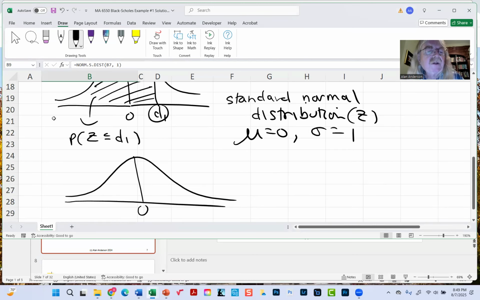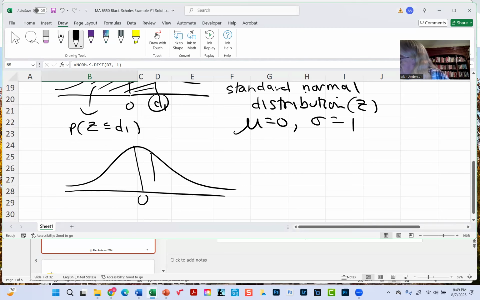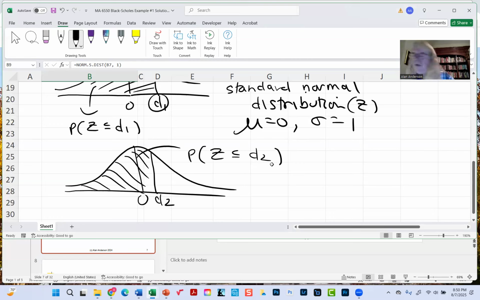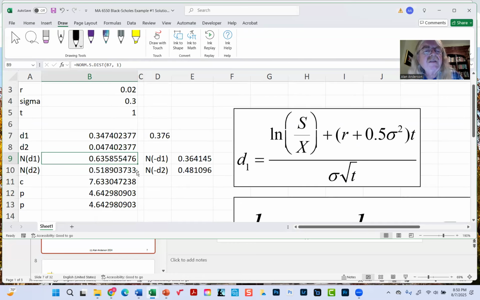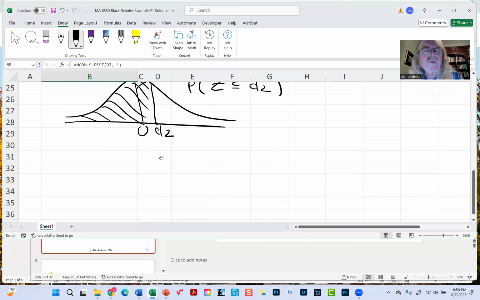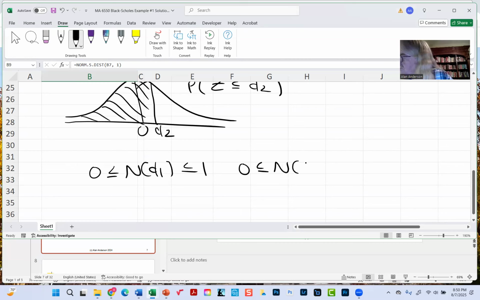I don't think it is here. No, not this time. It's very close, but it's not negative. Let's say it's here. Okay, so those are both probabilities. Now, the important detail here is that each one of these is therefore bounded between 0 and 1, because they are probabilities.